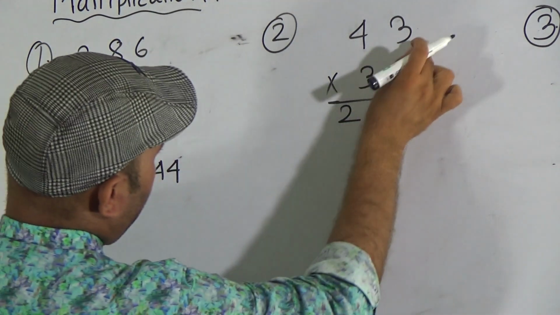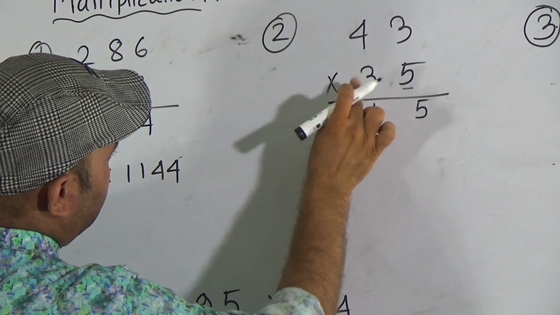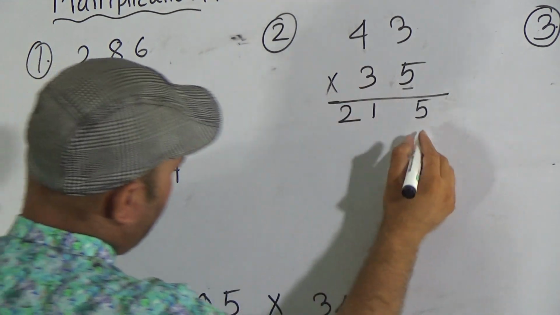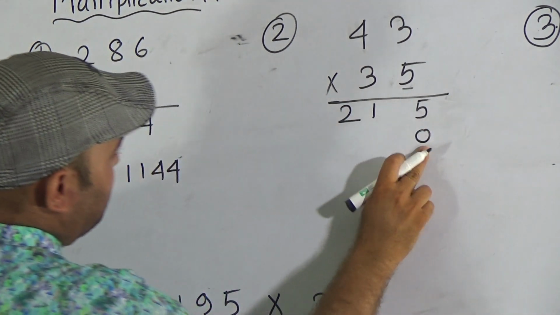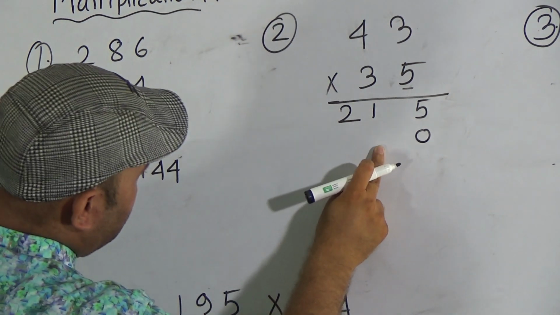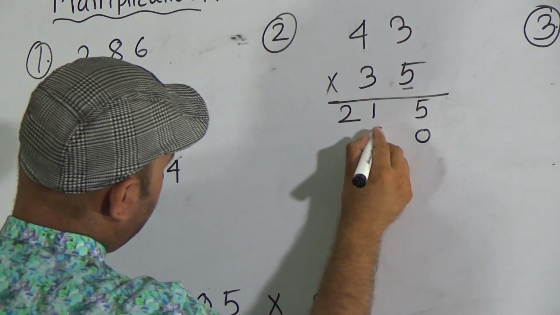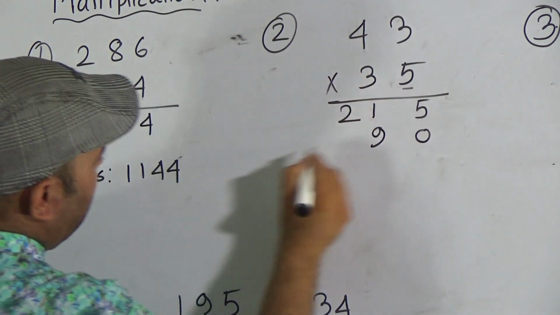Now, you have to multiply 43 by 3. Since 3 is tens place digit, so you have to skip the ones place digit, and you have to start from the tens place column. 3 3s are 9, and 3 4s are 12.